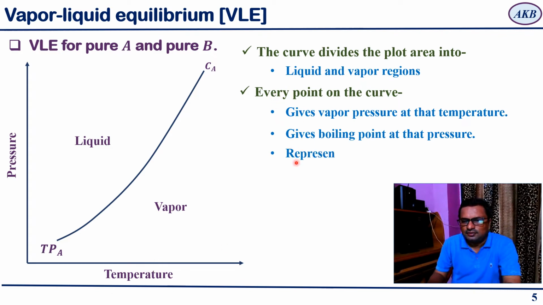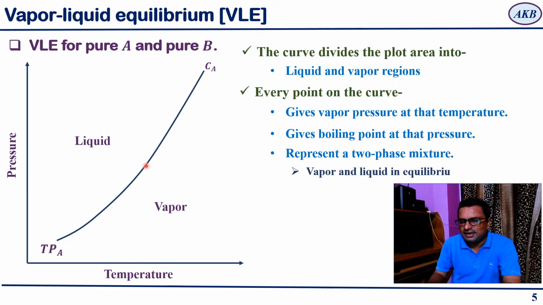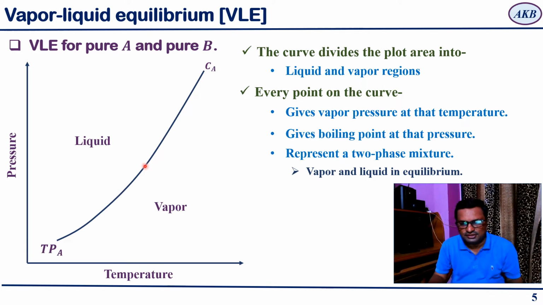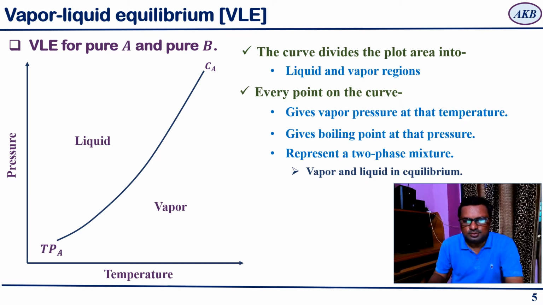One more thing is that every point on the curve represents a two-phase mixture. At every point on the curve, there is coexistence of vapor and liquid phases. The two phases are coexisting, and that's why the vapor and liquid are in equilibrium with each other. They coexist and therefore they are in equilibrium with each other. So every point on the curve represents such a two-phase mixture. Okay, let us move ahead.